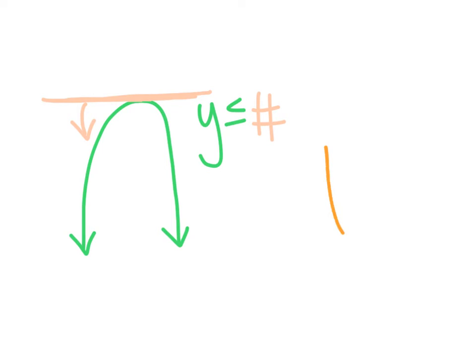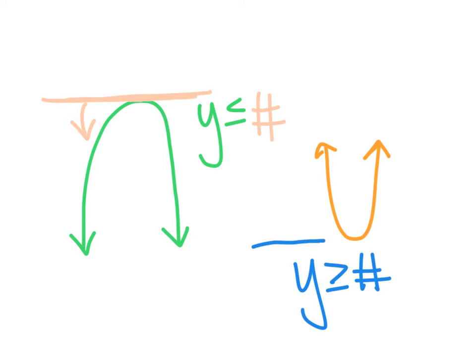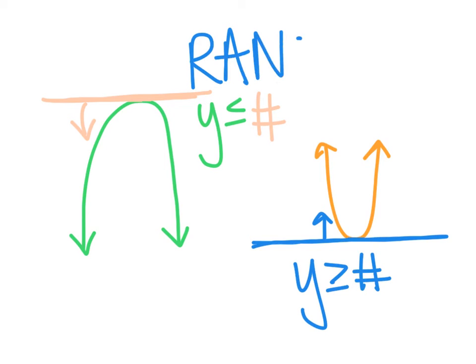If your parabola opens up like this one, then your range is going to be y's that are greater than or equal to some number. And this number is whatever this bottom value is here on our graph, because our graph is above that point. So this is what our range is going to look like every time. Either y is less than or y is greater than or equal to some number.